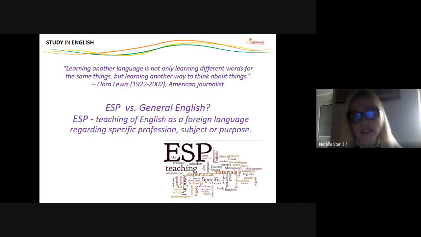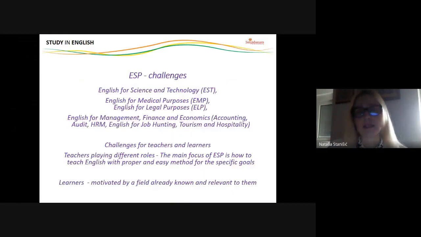On the following slide, we shall actually see all the fields it extends through, like science and technology, then medical purposes, legal purposes, then management, finance, economics, with more narrow fields like accounting, audit, human resource management, English for job hunting, tourism, and hospitality.